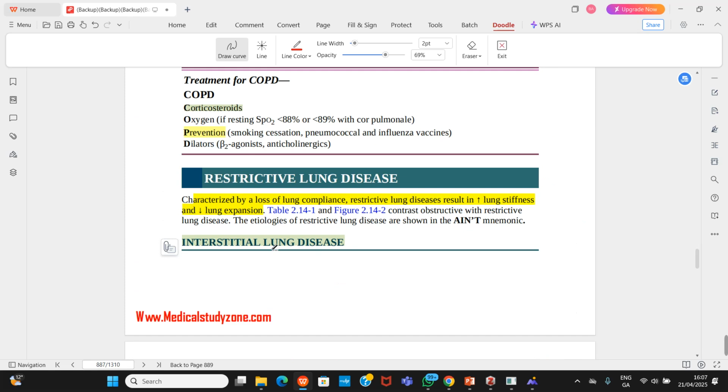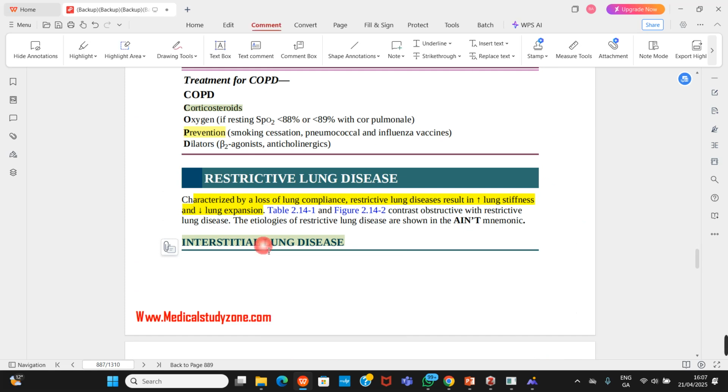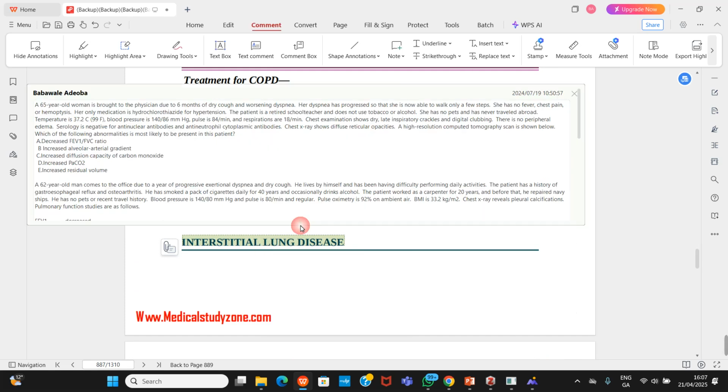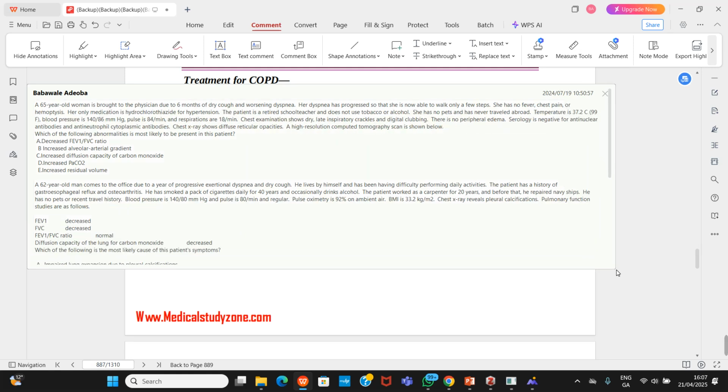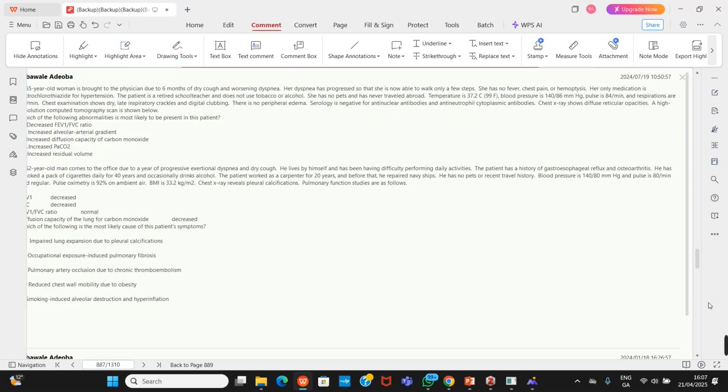Let me see what question we have here. A 65-year-old man is brought to the physician due to 6 months of dry cough and worsening dyspnea. He's coughing for 6 months and it's dry, with worsening dyspnea. His dyspnea has progressed so that he is now able to walk only a few steps. He has no fever, no chest pain, no hemoptysis.